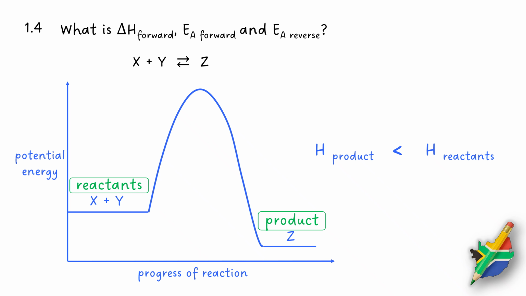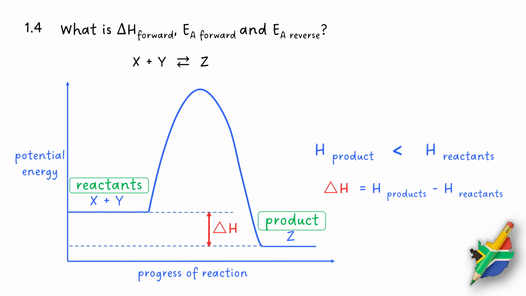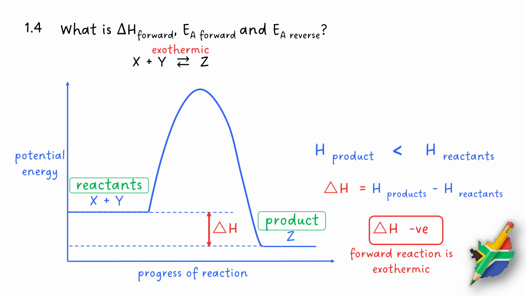Notice that the energy of the reactants is higher than that of the product. And the difference between these two values is delta H, the heat of reaction or enthalpy of reaction, which is shown by the red arrow on the graph. Since the energy of the product is less than that of the reactants, delta H is negative, and the forward reaction is exothermic or energy releasing. So the answer cannot be C, which has a positive heat of reaction.